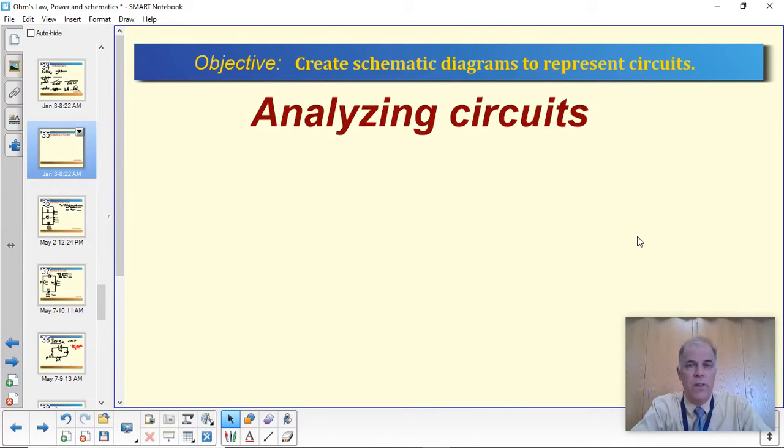Hey guys, today we're going to learn about analyzing circuits. So last time we learned about schematics and schematic diagrams and what the individual symbols mean, and we did a little bit of manipulation with Ohm's law to figure out some things about very simple circuits. But today we're going to go a little bit deeper and look at more complicated circuits.